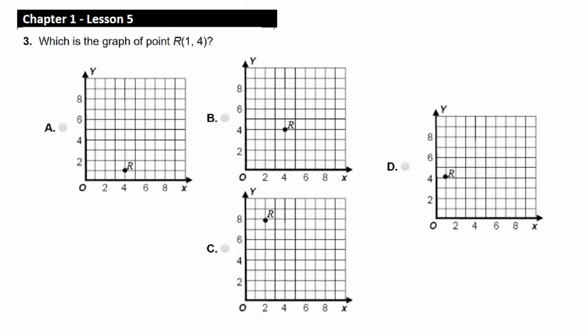Which is the graph of point R, 1, 4? Well, A is 4, 1. This is 4, 1. This is 4, 4. This one is 2, 7.9, something like that. 7.9, it's almost 8. And this one is 1, 4. So the answer is D. And to be honest with you, that looks just a little bit above 4, but we'll give it to them.